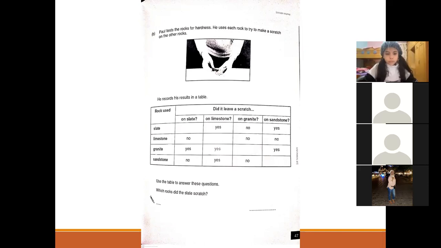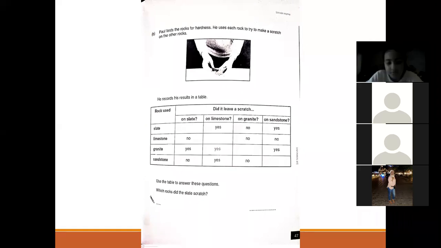Do you understand how the test works? Huh? Hello? No. No? Yes. No. Who says yes? Who says no? I say no. Mira doesn't understand. Ruqayya doesn't understand. Nisma, I can understand that we scratch, for example, the limestone and sandstone.